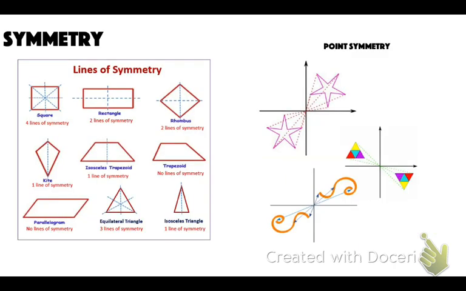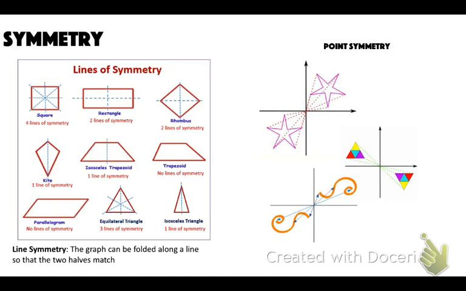Okay, symmetry. There are two different types of symmetry that we're going to talk about. There are lines of symmetry, where you could fold along that line and the two halves would match. You might remember doing something like this in elementary school where you would take a square and fold it and see how many times you could fold it on top of itself. You would end up getting 4 lines of symmetry there. Same with a rectangle, you could fold it twice. Rhombus, you could fold it twice. A kite, you could only fold it once. Isosceles trapezoid, you could only fold it once, but a normal trapezoid would have no lines of symmetry, and so on.